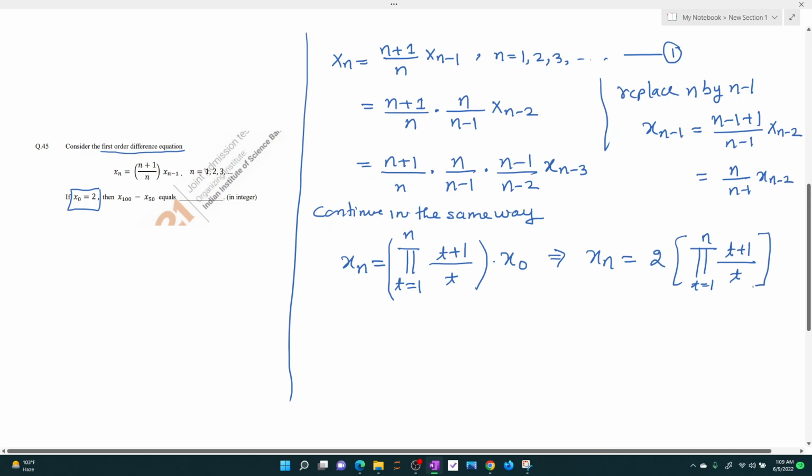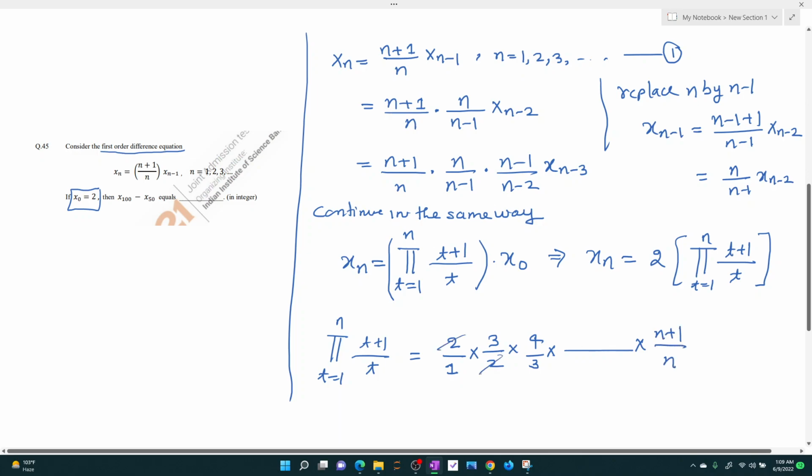Okay, now how will this product look? This is important here, right? So as you can see, let me write it: the product from t equals 1 to n of (t plus 1) upon t. So for n equals 1, this is nothing but 2 by 1, right? The next term is 3 by 2. The next term is 4 by 3. And continuing in the same manner, the last term we have is n plus 1 upon n, right?